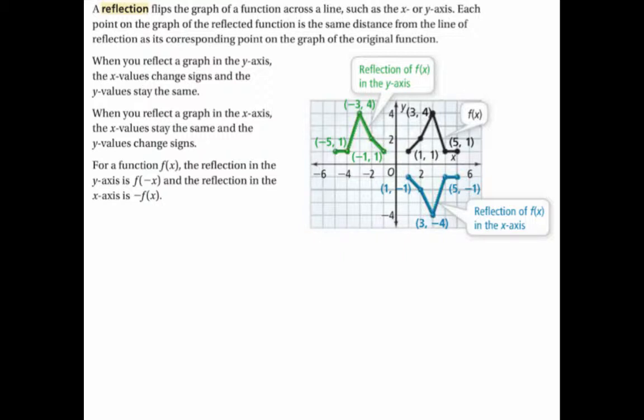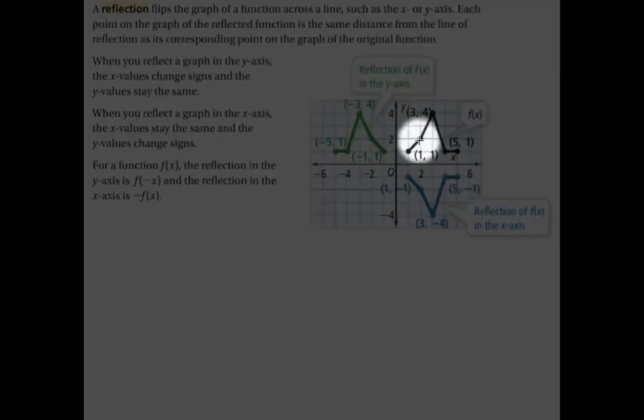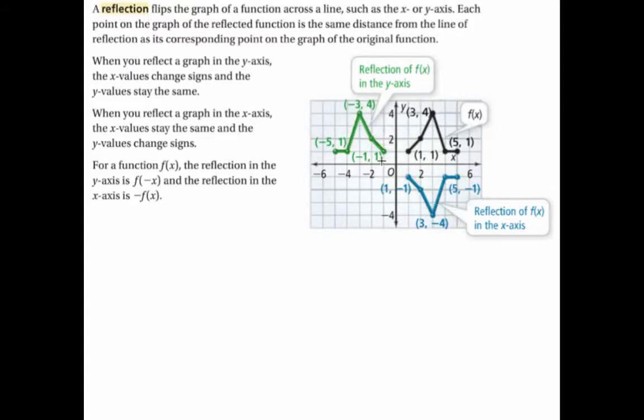When you reflect the graph in the y-axis, the x values change sign and the y values stay the same. So here we have our parent function, this black graph. When we flip it over the y-axis, we get this green graph. And as it says, the x values change signs, the y values stay the same. Okay, so for instance, this point here and this point here, they have the same y value. The only thing that changes is the sign on the x coordinate changes, positive to negative.